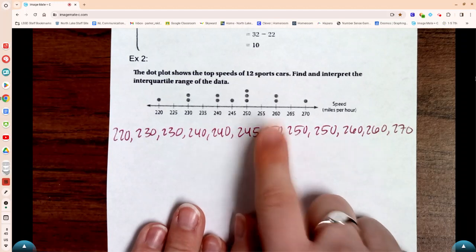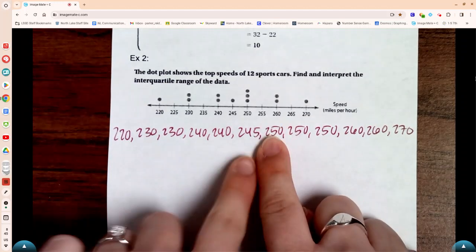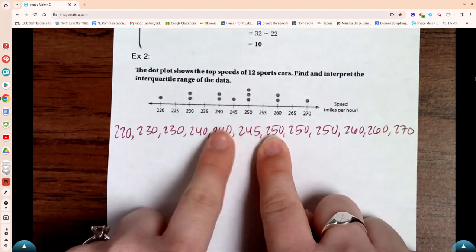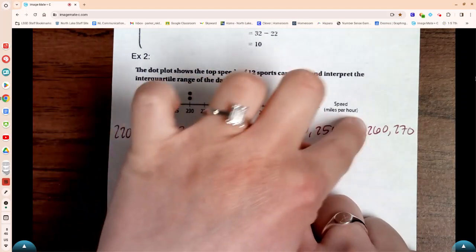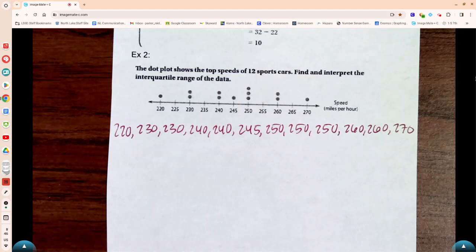Okay, this one. So one way we can check if that's really in the middle is to count how many are on either side. 1, 2, 3, 4, 5, 6. 1, 2, 3, 4, 5. So because there's 6 on one side and 5 on the other, that can't be directly in the middle.